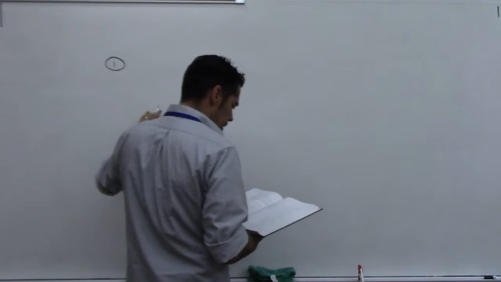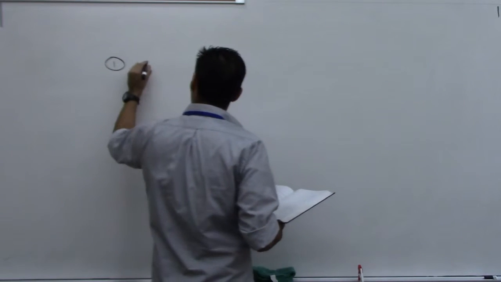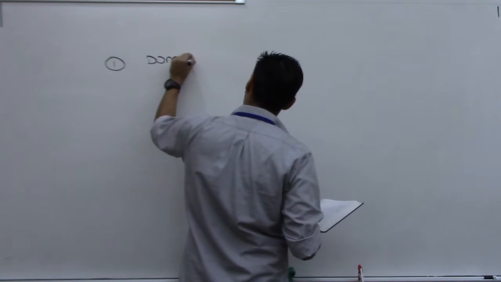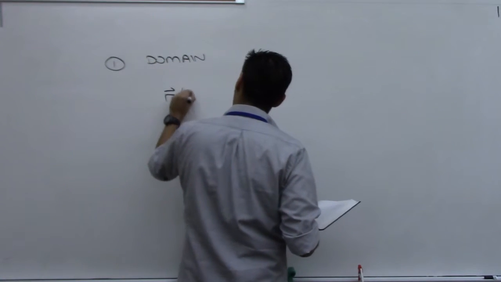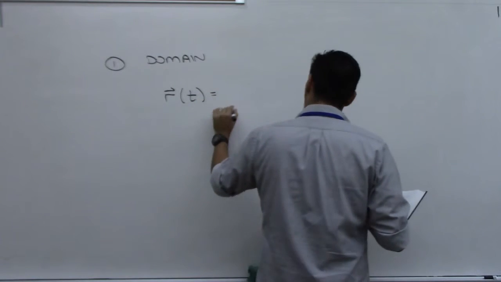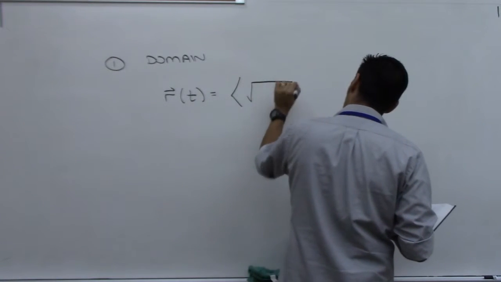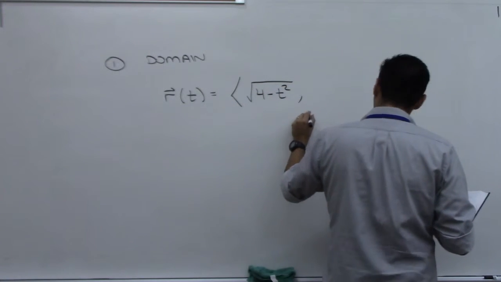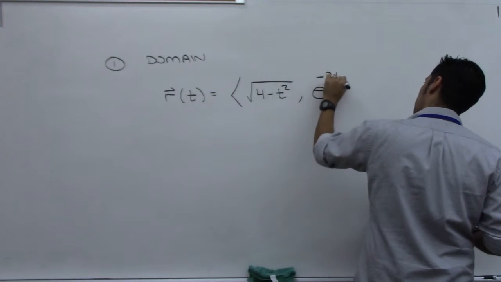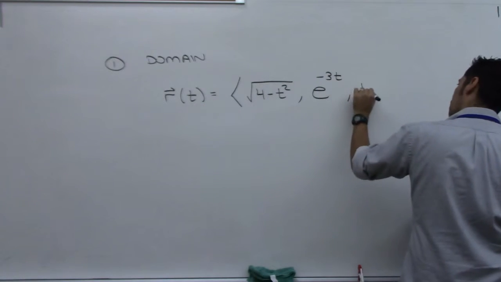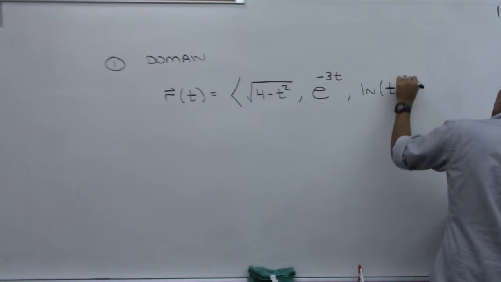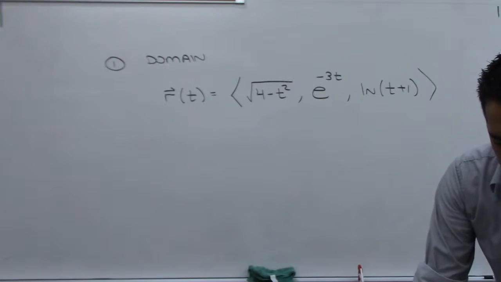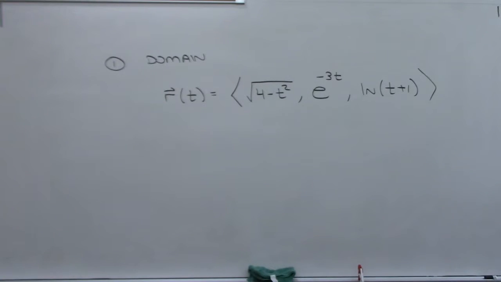So number one, find the domain of the following vector function. R of t equals the vector square root of 4 minus t squared, e to the negative 3t, and natural log of t plus 1. So all we're trying to figure out is what t's I can and cannot plug into this vector function.